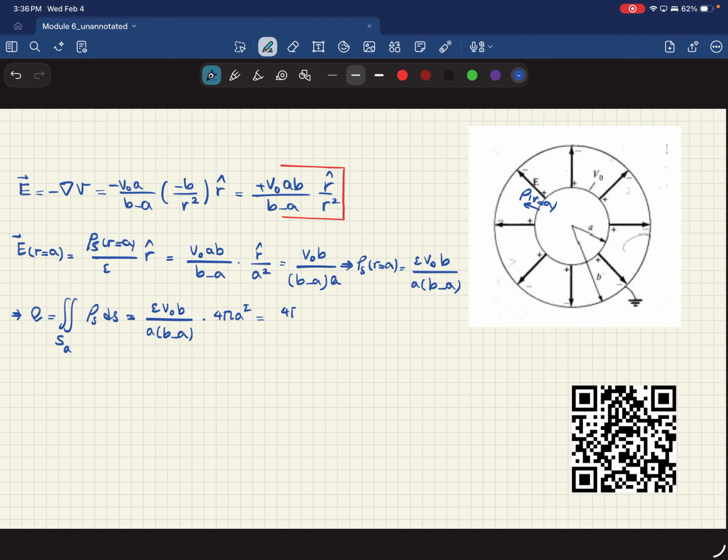So 4 pi epsilon V naught A B over B minus A. And then next, C is simply Q over V. So 4 pi epsilon A B over B minus A. Any questions?